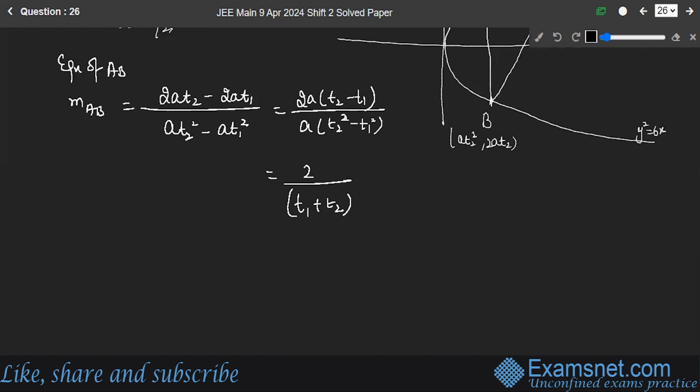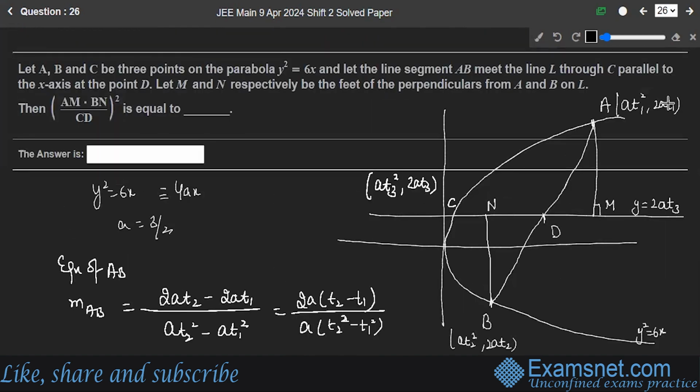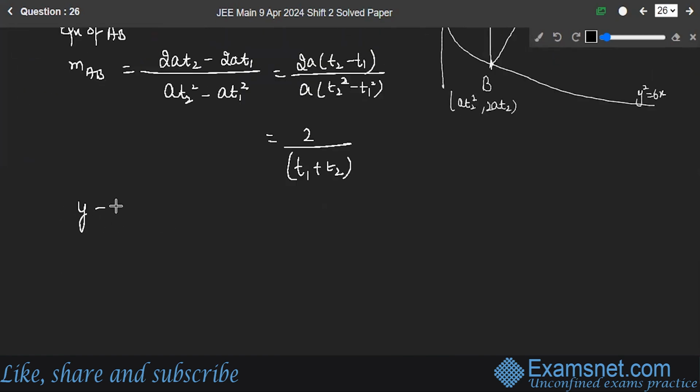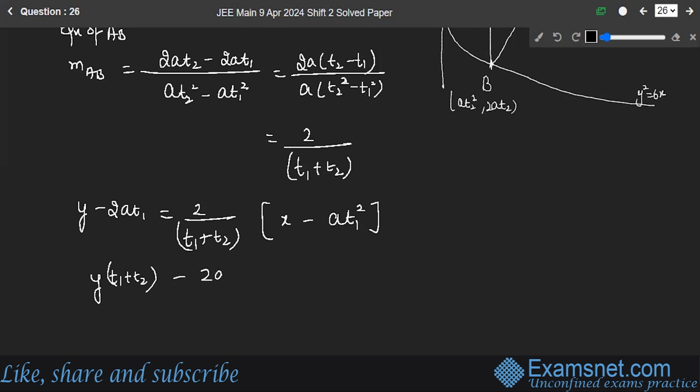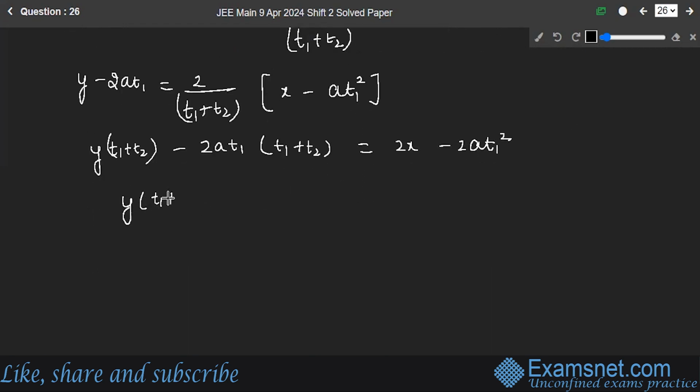So now let's pick up any point you want. So I'll pick up this point. The equation will be given by y minus 2at1 is equal to 2 upon t1 plus t2 multiplied by x minus at1 whole squared. This will give you y into t1 plus t2 minus 2at1 times t1 plus t2 is equal to 2x minus 2at1 squared. Or y into t1 plus t2 is equal to 2x. This will cancel and you will have 2at1t2. This is the equation of AB.